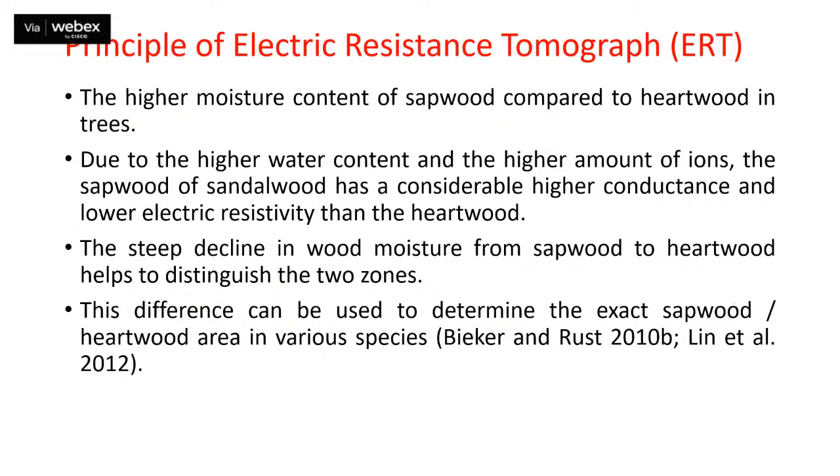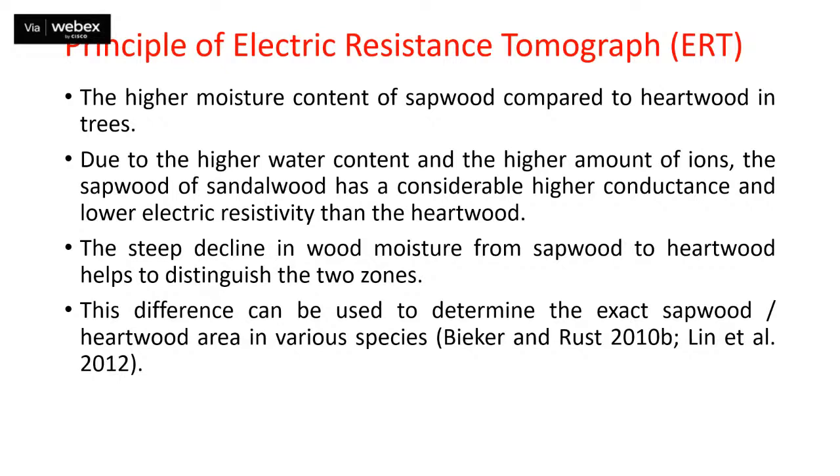Based on this water content, and also the iron content in the sapwood, there is a high conductance and low resistivity in sapwood than heartwood. This decline in moisture content and the resistivity variation pattern in the heartwood and sapwood helps us to demarcate two different zones. That was one of the basic ideas used for understanding the heartwood and sapwood content. And the same resistivity pattern, when we observe it for decayed trees, was very distinct. That helped us to make it very clear: yes, the heartwood can be estimated using electrical tomograph.